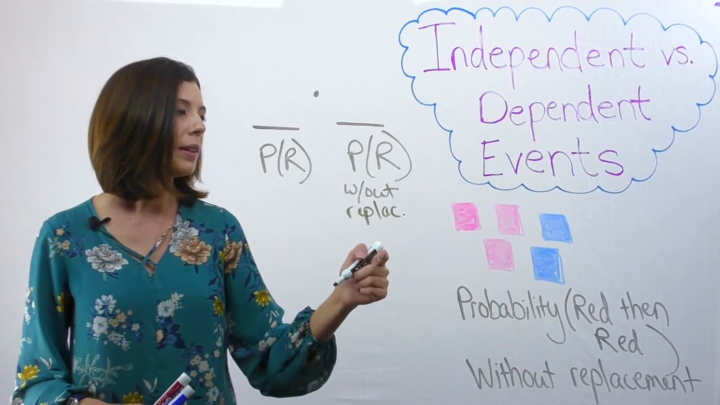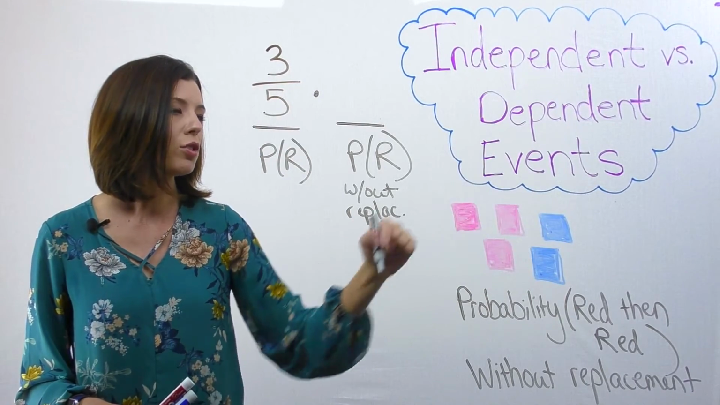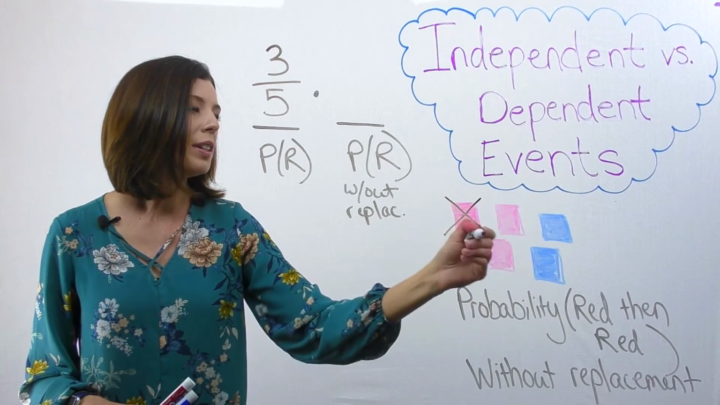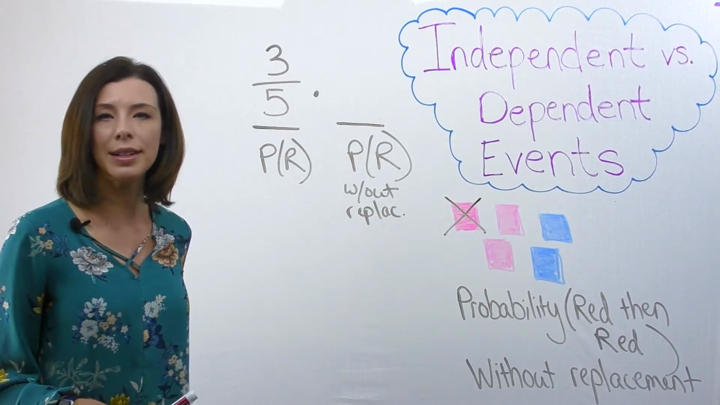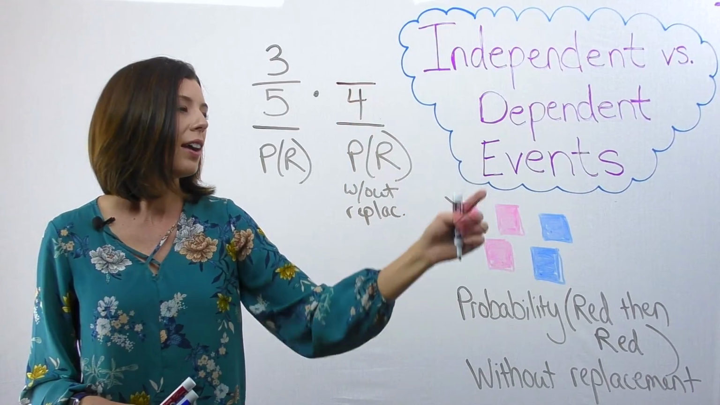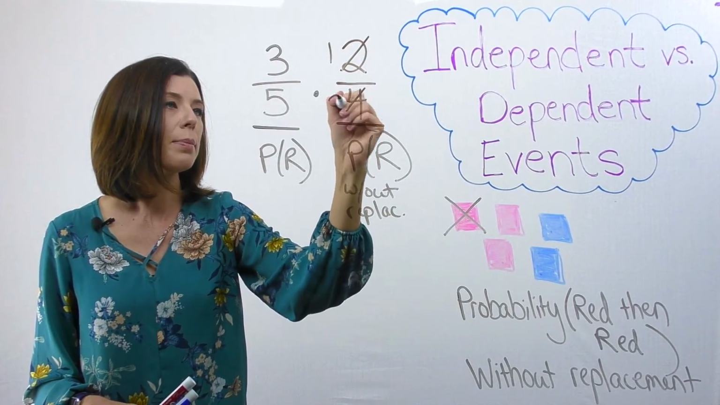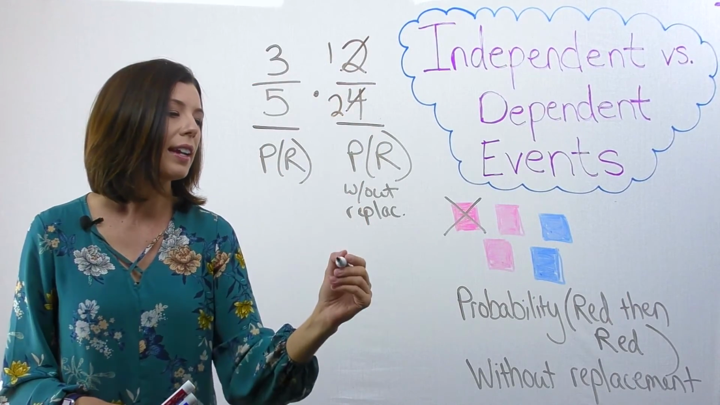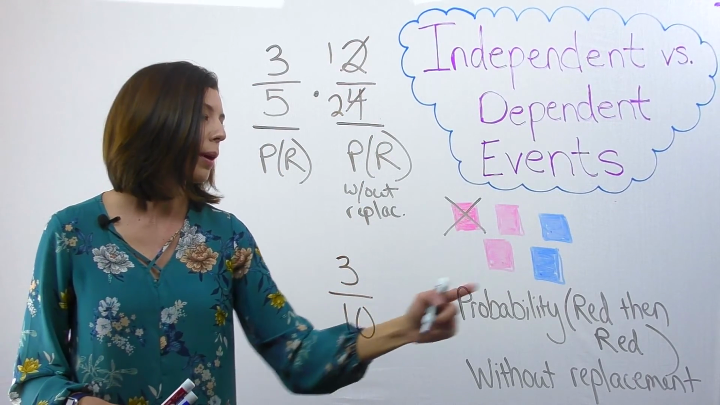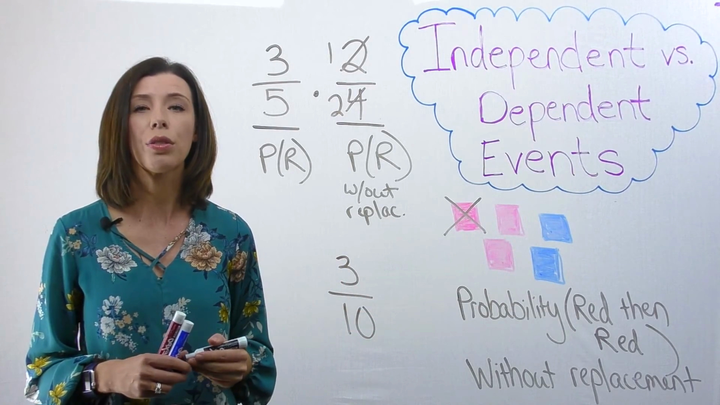So first, the probability of a red is the same, 3/5, 3 reds out of 5 total. But then I'm going to pick that red and put it to the side. So now, again, I only have 4 blocks, and now you can see I have 2 reds. Again, I can simplify this to 1/2, and I get 3/10. So the probability of a red and then a red without replacement would also be 3/10.